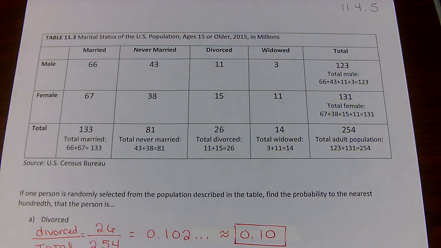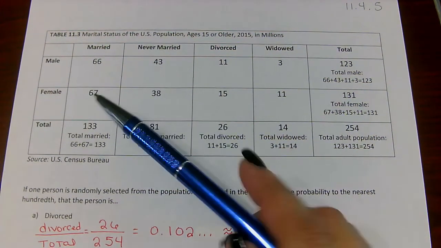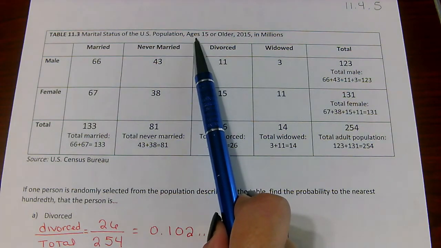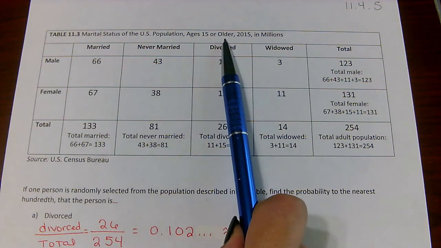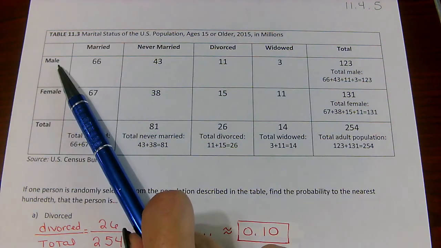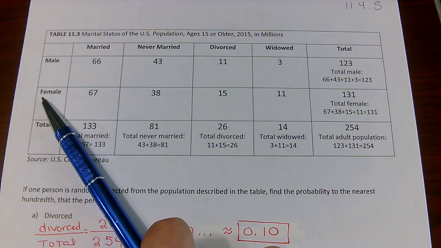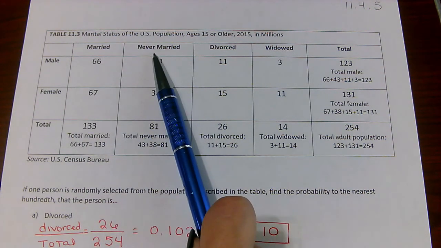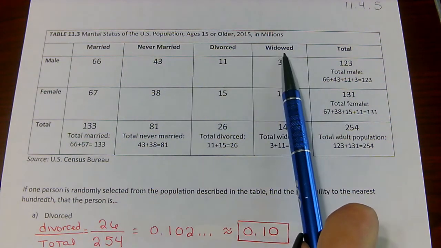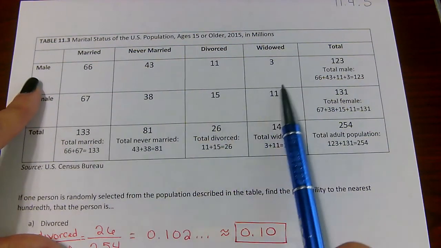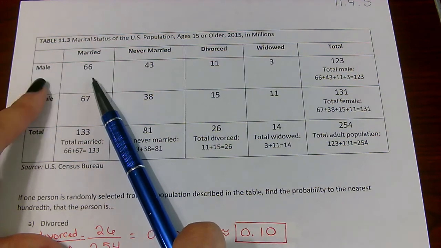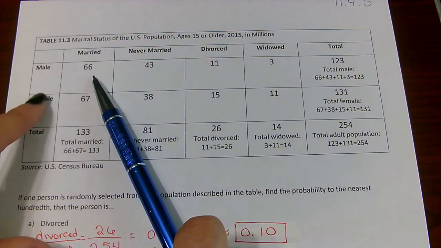So on this next page, you will see here we have the marital status of the populations for people who are 15 years or older in millions. What we did here was break down their gender, male and female, and then we asked them if they were married, never married, divorced, or widowed. So out of all the people who were asked, 66 million were males who were married.